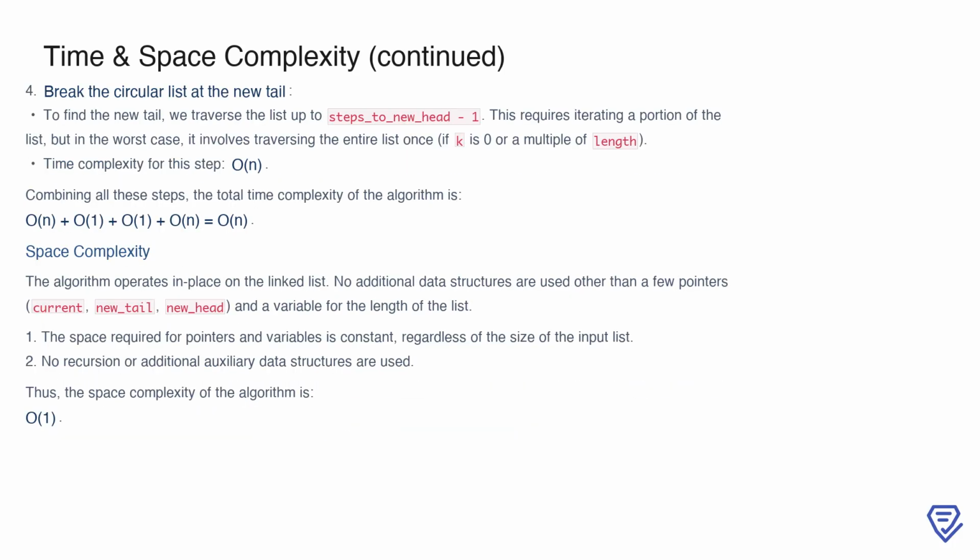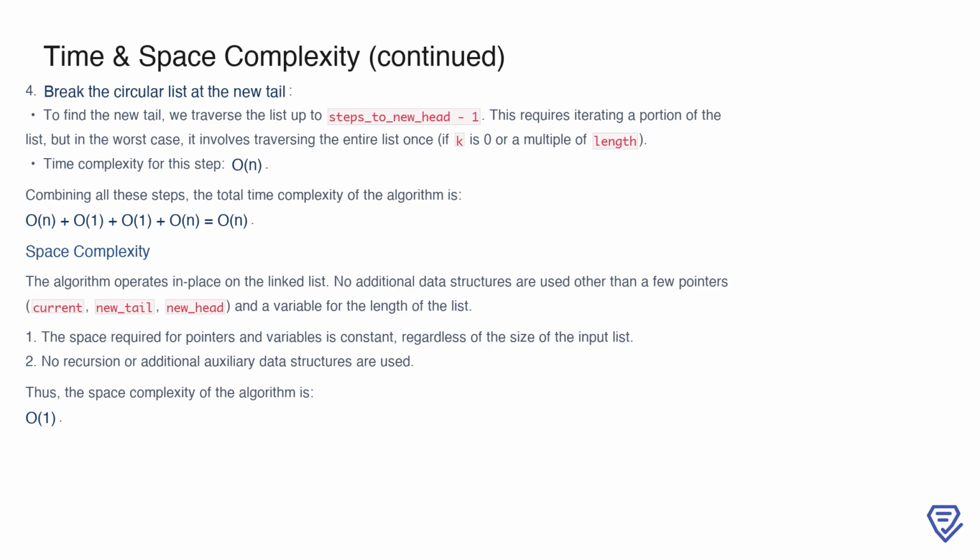At this point, we need to break the circular list to finalize the rotation. To do so, we locate the new tail by traversing the list up to a specific position, which is determined by the number of steps to the new head minus 1. In the worst case, this involves traversing the entire list if k is 0 or a multiple of the list length, resulting in O(n) time.